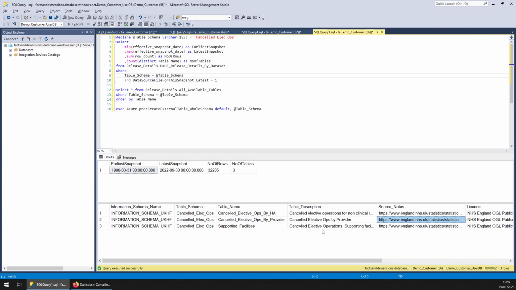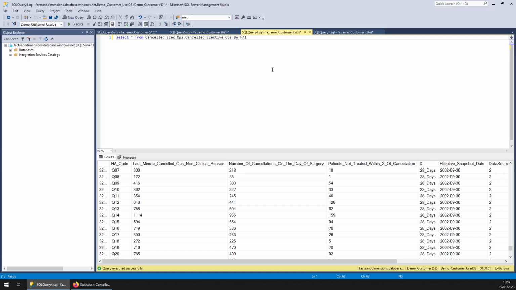32,000 rows spread over 3 tables, and these are the tables: operations by health authority, by provider, and supporting facilities. So, cancelled elective ops by health authority, or today would be STP and then ICB, and whatever the current makeup of the NHS is when you watch this video. Those are the metrics. So that's that.